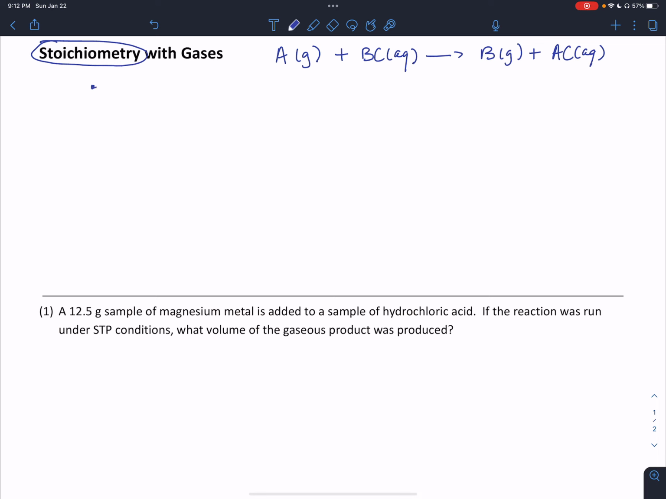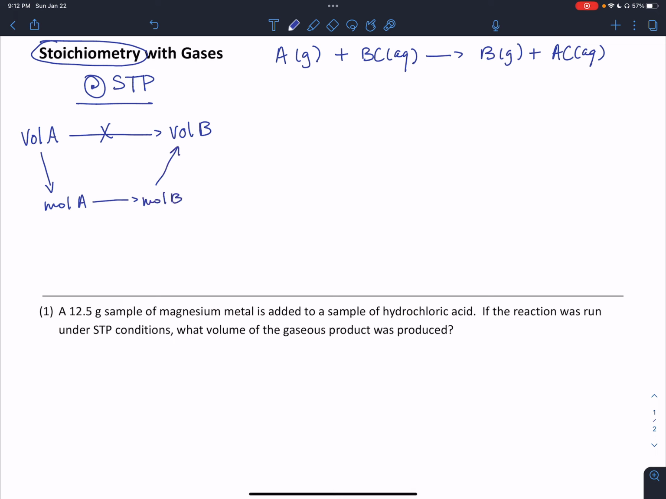All right, so let's start with that idea of at STP. So that means your pressure is 1 atmosphere and your temperature is 0 degrees Celsius. If I had the volume of A and I was trying to determine how much of B could be produced, I don't have a direct way to make that happen. So similar to our other stoichiometry calculations, our first step is going to be to convert volume of A to moles of A. Once we know moles of A, we can go to moles of B, and then we'll be able to convert to volume of B. So the question is, how do we do that?